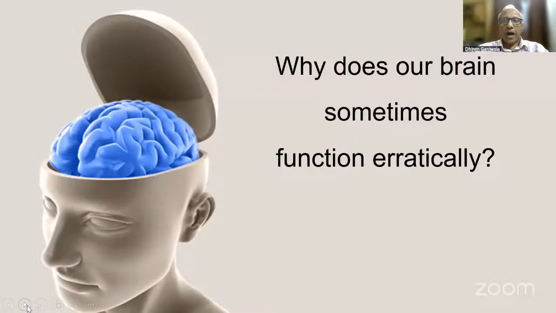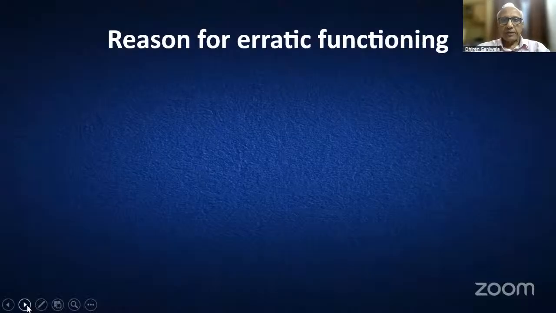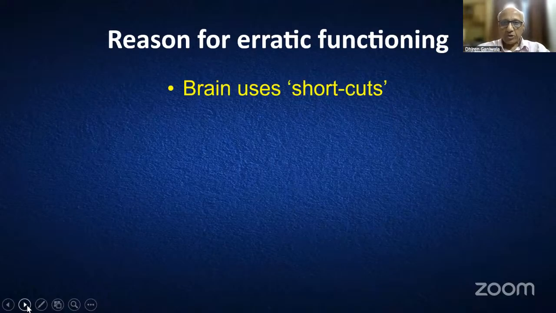The question is why does our brain sometimes function erratically? That's the question we are going to understand. The reason for the erratic functioning of the brain is that the brain uses shortcuts. I will explain what that is in a minute. But please remember that use of the brain requires a lot of energy, and to save that energy consumption, the brain uses some shortcuts so that it doesn't have to think all the time.